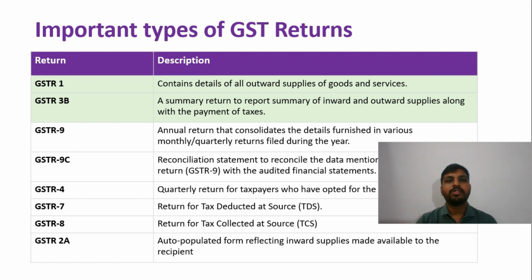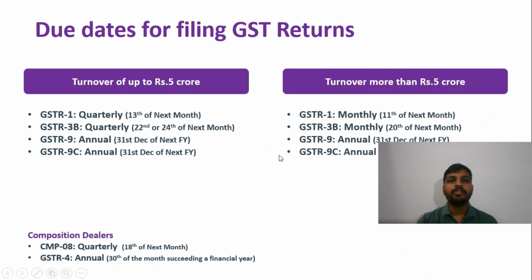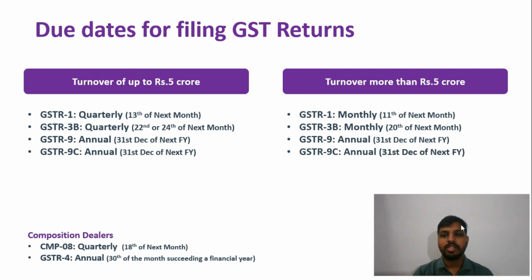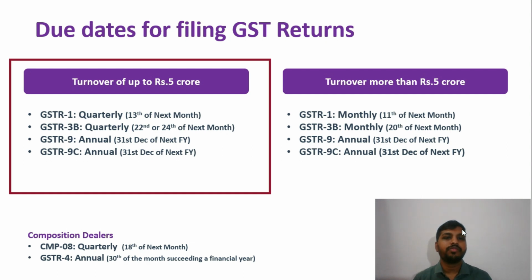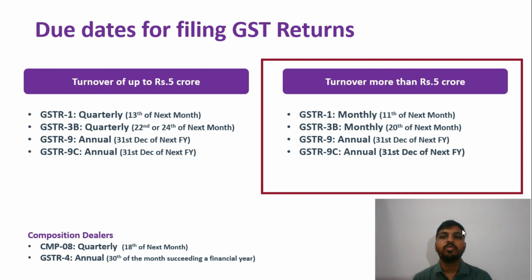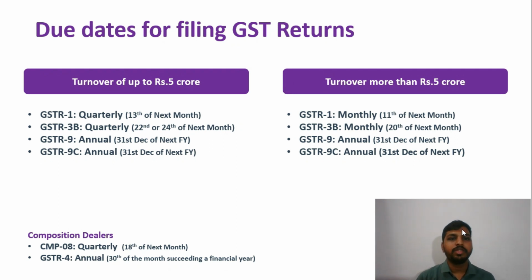Now let's look at what the frequencies are and when you are required to file this return. So what is the due date? Friends, there are majorly two classifications for the businesses: up to turnover of 5 crore, and businesses with more than turnover of 5 crores. So let's take the first part, which is businesses with turnover up to 5 crore.